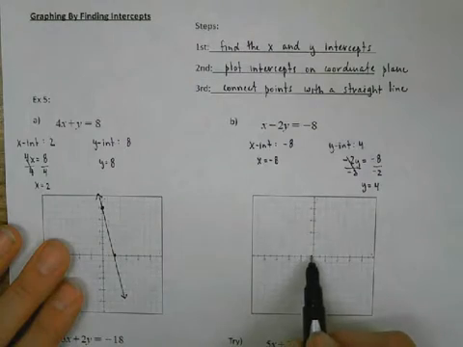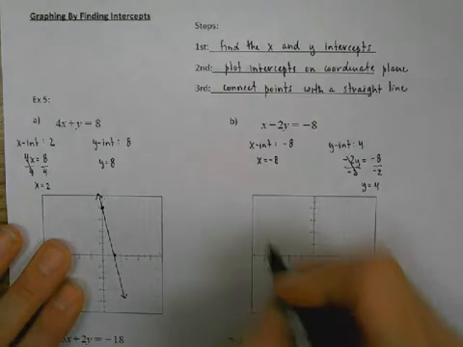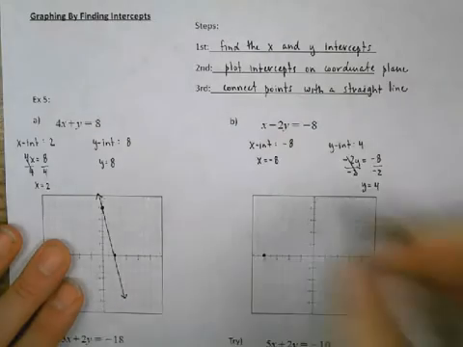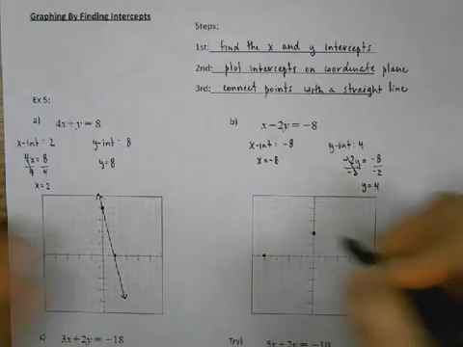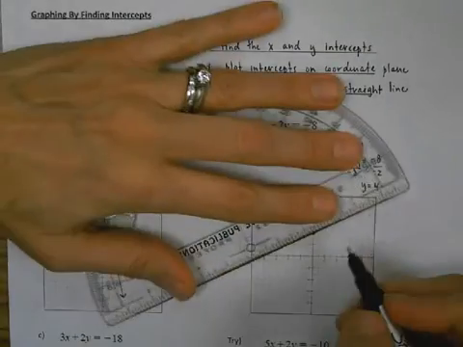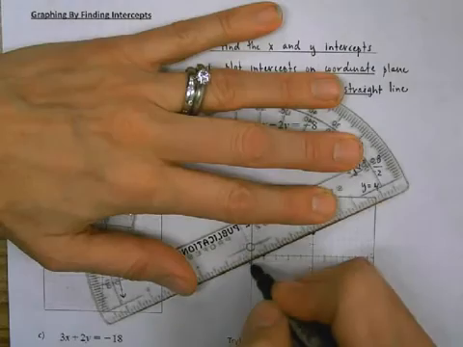So now my x-intercept is -8. So I'm going to go here to the left to -8. Y-intercept is a positive 4. And so I'm going to connect those points.